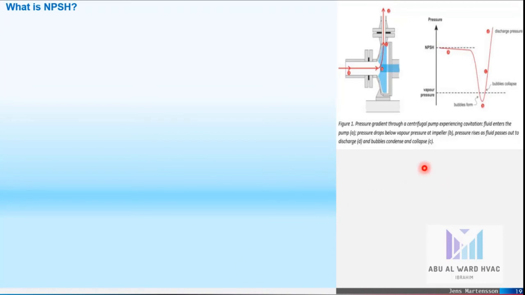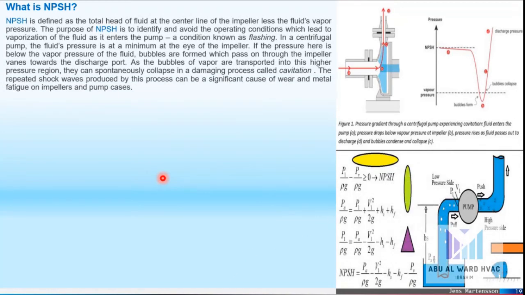NPSH is defined as total head of fluid at the center line of the impeller less the fluid's vapor pressure. The purpose of NPSH is to identify and avoid the operating conditions which lead to vaporization of the fluid as it enters the pump, a condition known as flashing, which is creating the cavitation.